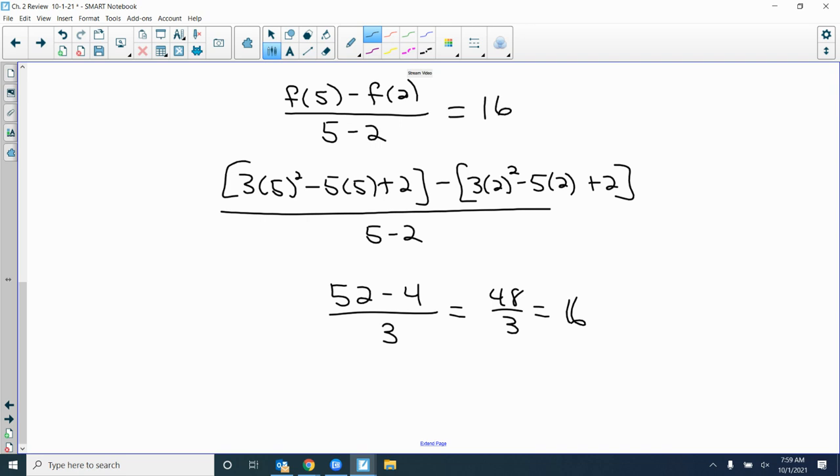f of 5 minus f of 2. If you change the constants, if this goes from like 2 to 3, it'll be different. If you go from 3 to 5, it'll be different as well.